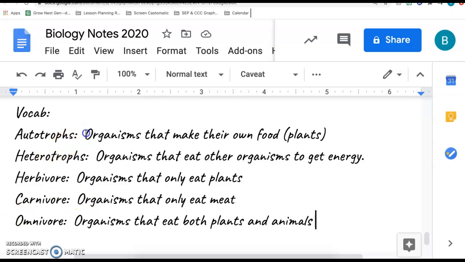So our first word we're going to be talking about is autotrophs. Autotrophs are any organisms that make their own food, specifically plants. Okay, so anything that can take energy from the sun and make food from it, that is considered an autotroph.